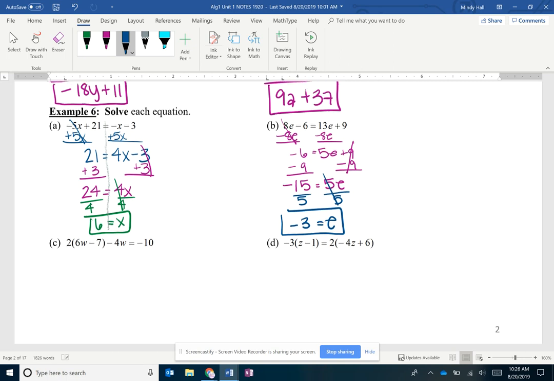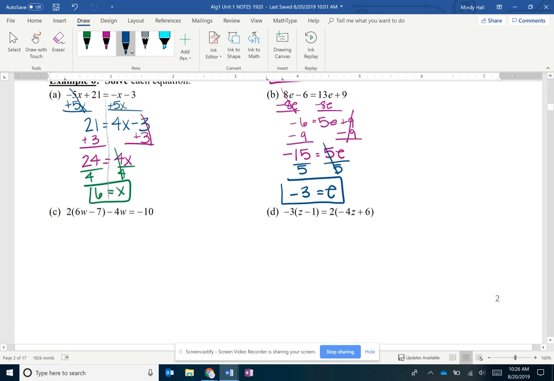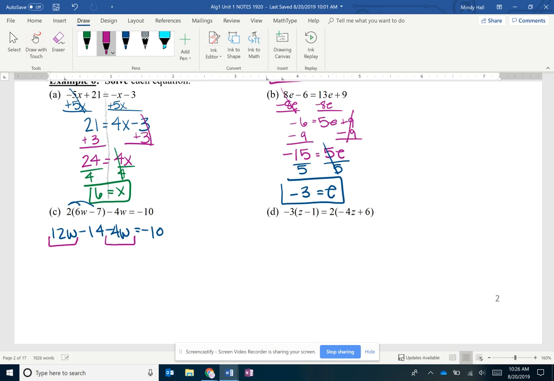Okay? So then for c, we have to simplify the left side first. So I'm going to distribute this 2. So 2 times 6w is 12w, and 2 times negative 7 is negative 14. All right, so then we are going to combine the like terms on the left. So 12w minus 4w, those are on the same side, so you're just simplifying like you were above. 12 minus 4 is 8w, and then this minus 14 just stays.